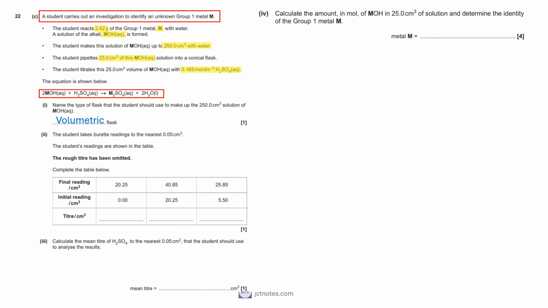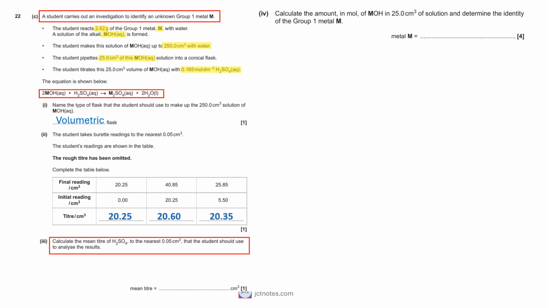In question 2, we are asked to complete the table with the readings that the student takes to the nearest 0.05 cubic centimeters. The titer is the difference between the final titer and the initial titer, measured to 2 decimal places, as the readings are taken to 2 decimal places. These give the results of 20.25 for the first titer, 20.60 for the second and 20.35 for the third.